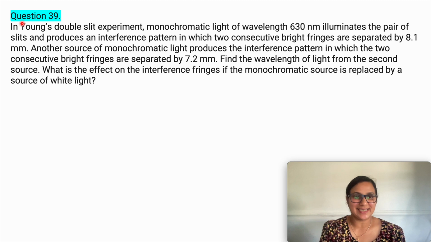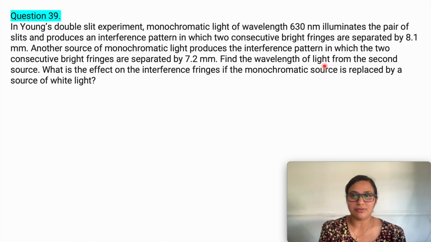Question number 39. In Young's double slit experiment, monochromatic light of wavelength 630 nanometer illuminates the pair of slits and produces an interference pattern in which two consecutive bright fringes are separated by 8.1 millimeter. Another source of monochromatic light produces an interference pattern in which two consecutive bright fringes are separated by 7.2 millimeter.